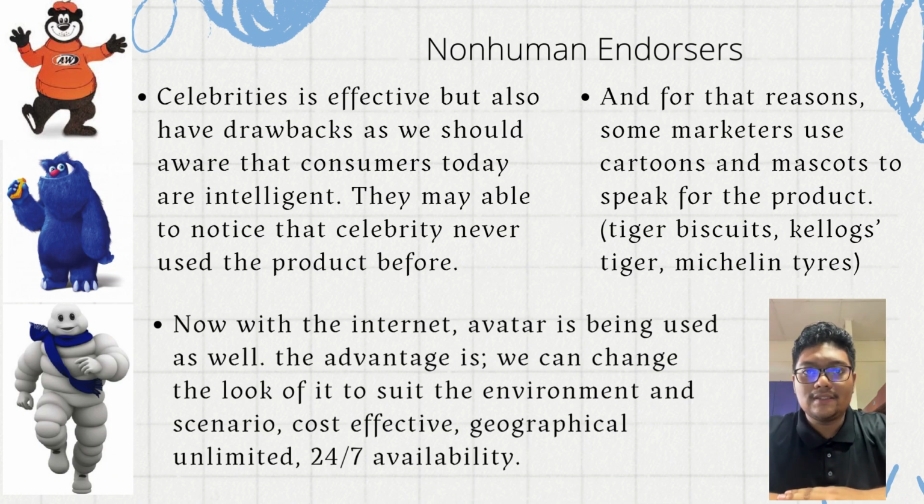No human endorsers. Celebrity is effective but also has drawbacks, as we should be aware that consumers today are intelligent. They may be able to notice that the celebrity never used the product before. For that reason, some marketers use cartoons and mascots to speak for the product, for example Biscuit Tiger, Kellogg's Tiger, and Michelin Tire. Now with the internet, avatars are being used as well. The advantages are we can change the look to suit the environment and scenario, it is cost effective, geographically unlimited, and available 24/7.